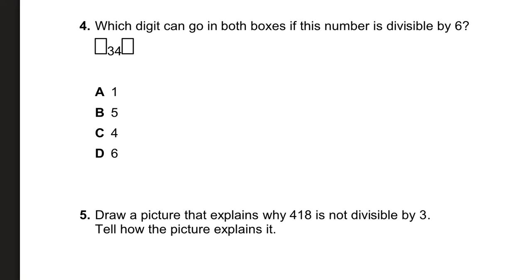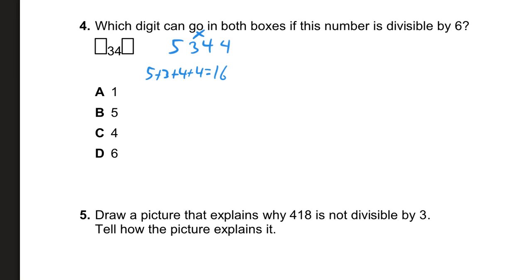Let's try 5,344. Okay, so all we do is we see 5 plus 3 plus 4 plus 4, and what do we get? Let's see, 5 plus 3 is 8, plus another 8 is 16. Is 16 divisible by 3? Unfortunately, it's not, so this one is not divisible by 6. Although it's even, right, it's divisible by 2, it's not divisible by 3. So let's try another one.